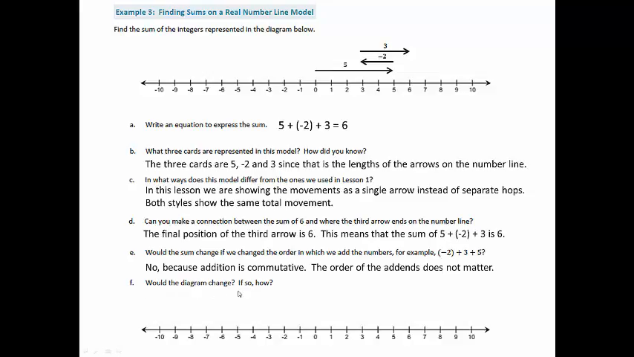Would the diagram change? Yes, it would. And here's what it would look like. First, we would start at 0, and we would go 2 units to the left. That would represent negative 2. And then starting at negative 2, we would go 3 units to the right, representing adding 3 to it. And then, from 1, we would add 5 to represent the third addend. We would still end up at 6, just like before, but our diagram would look different.